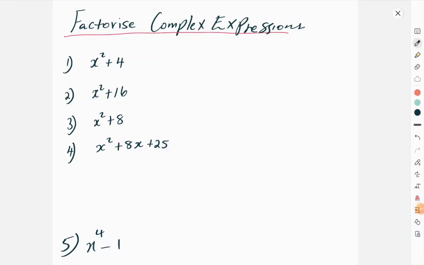All right, welcome to another part of complex numbers. In front of you, you have complex expressions that need to be factorized.